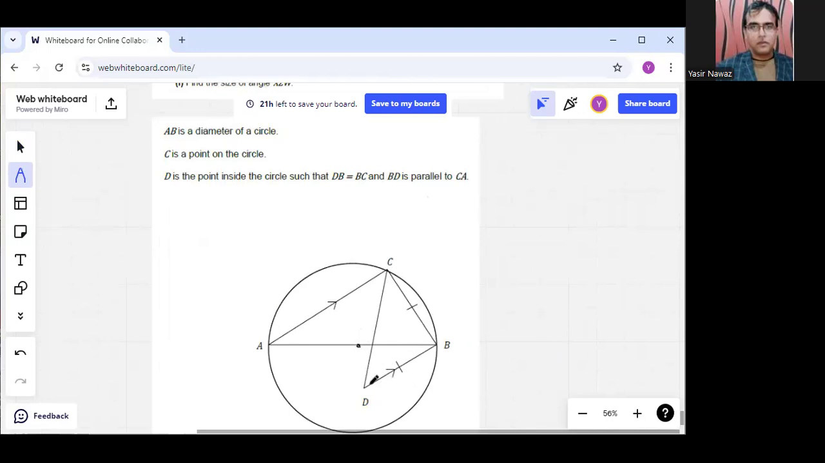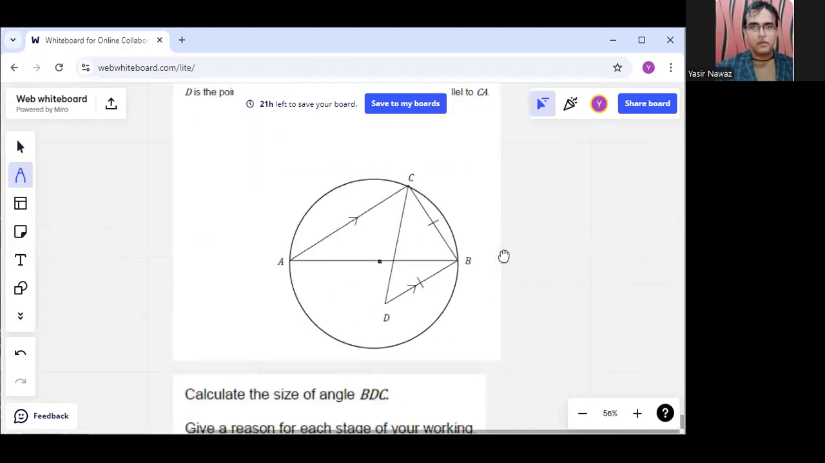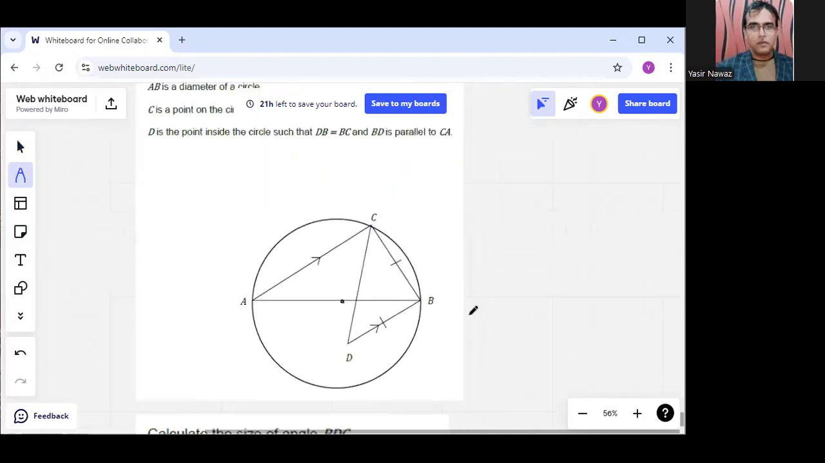BD is parallel to CA. Calculate the size of angle BDC. Suppose this angle is theta. Because two sides of the triangle are equal, the angle opposite to this angle, this angle and this angle, would be the same. So the angle here should be theta as well.